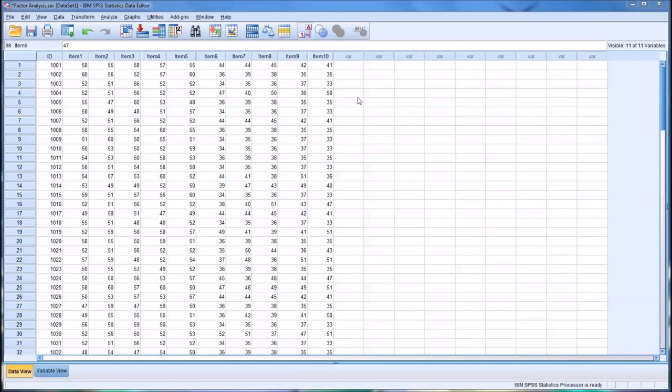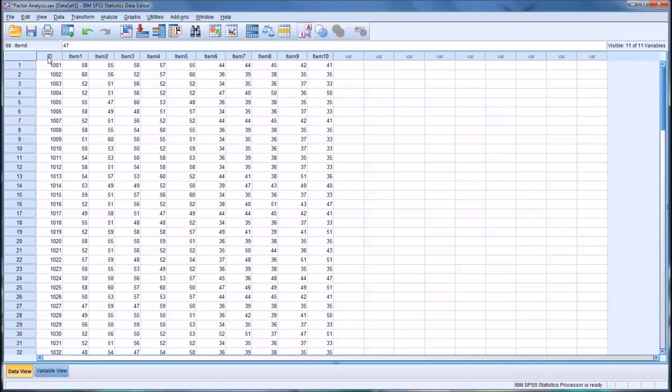I have here a data set in SPSS. It's a fictitious data set, and I'm going to use it to show you how to run a factor analysis and interpret the results. So let's start by taking a look at the data.